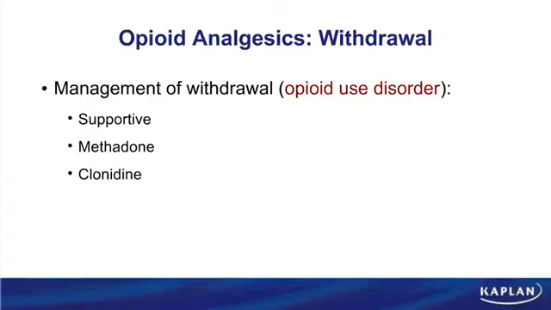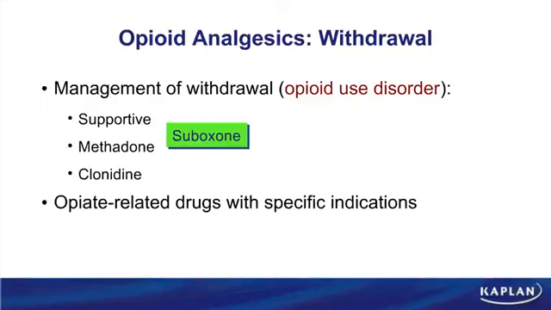Clonidine is the alpha-2 agonist that works centrally to decrease sympathetic outflow. And that's why this drug can be useful, because a lot of those signs and symptoms of withdrawal are very sympathetic-like. Certainly you could do supportive care for these patients, but methadone clinics or Suboxone clinics can also be useful as a way to slowly taper them off of the opioid over time.